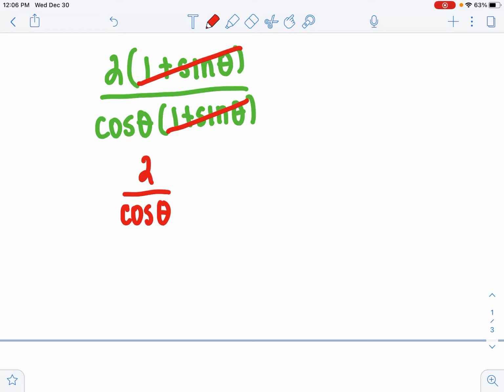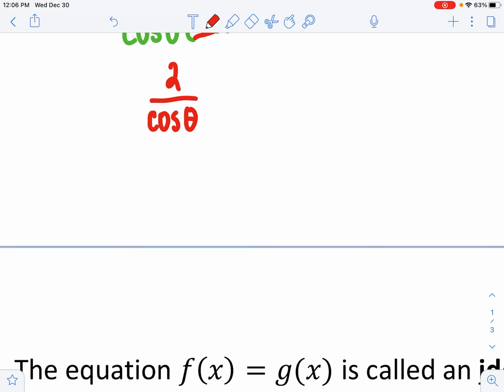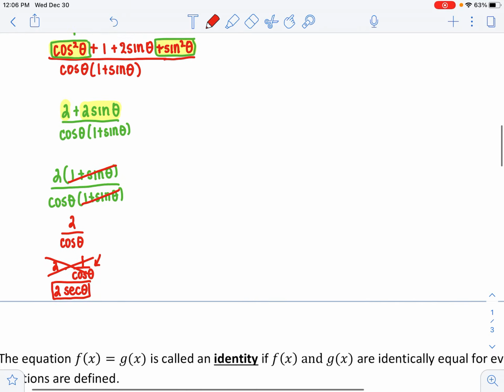Now, once again, you might be asking, am I done? You would notice on the other side that you wouldn't be done, because I would tell you what I'm trying to get, and this can be simplified. This is the same thing as 2 times 1 over cosine of theta, and that step can be skipped. I know that 1 over cosine of theta is secant of theta, so this is the same as 2 secant of theta. If you skip this step because you see it right away, that's fine. But you can also write it out if you don't see it right away.